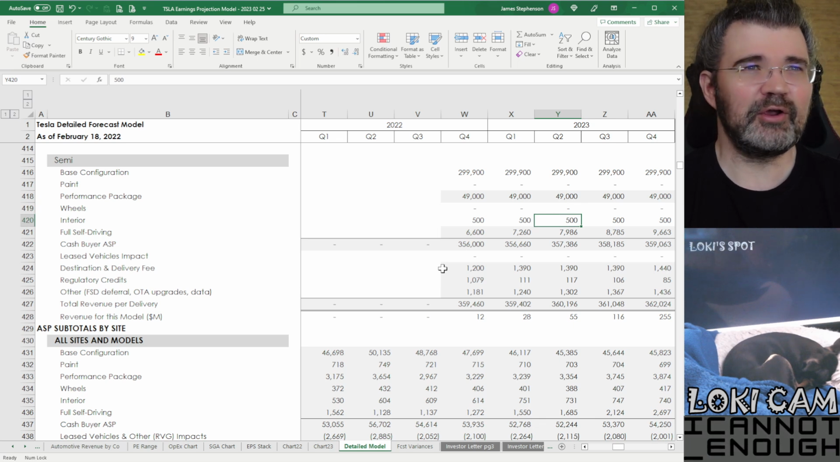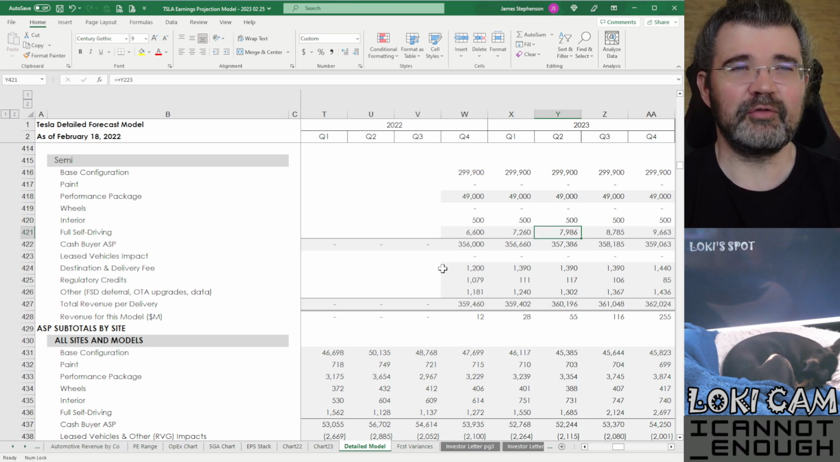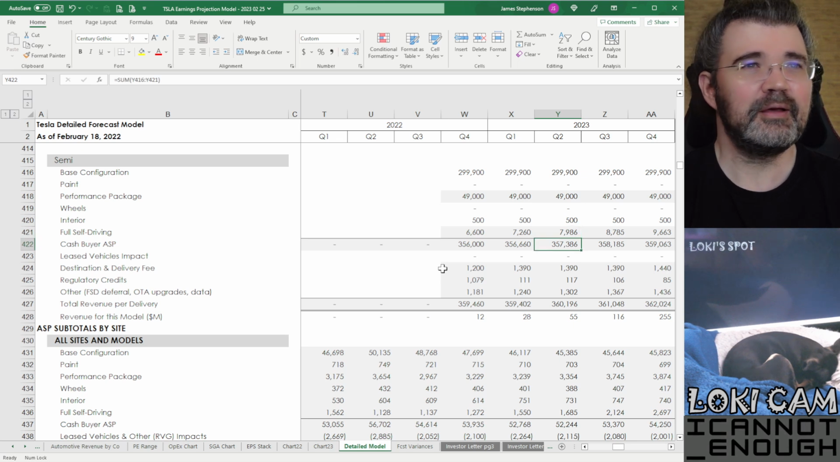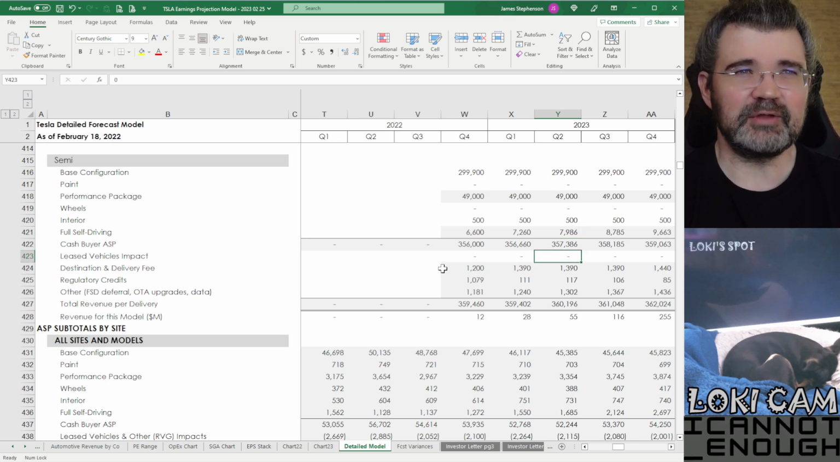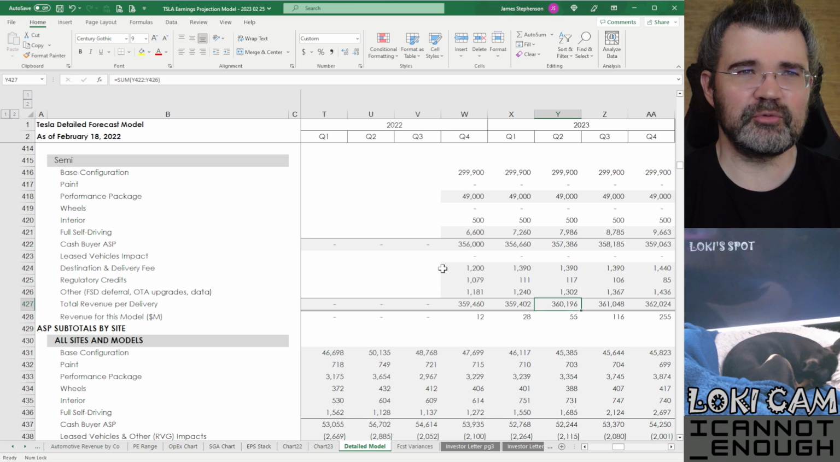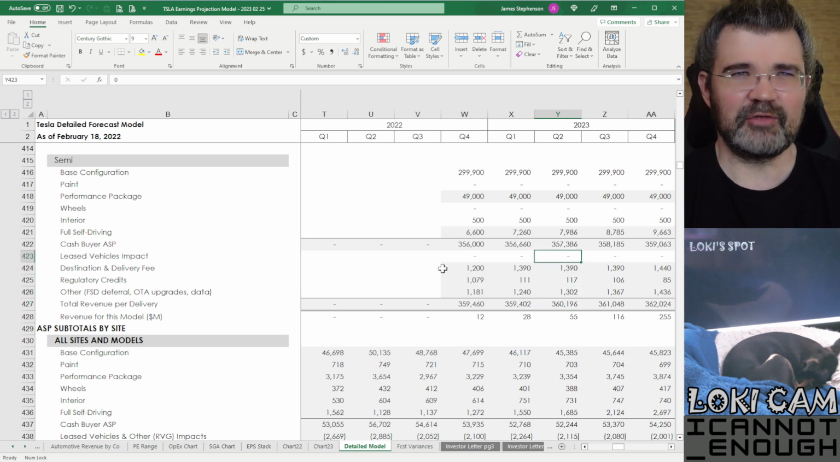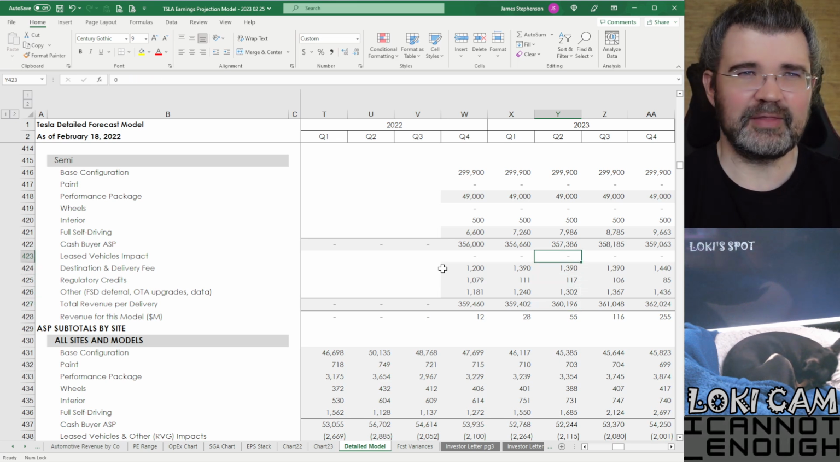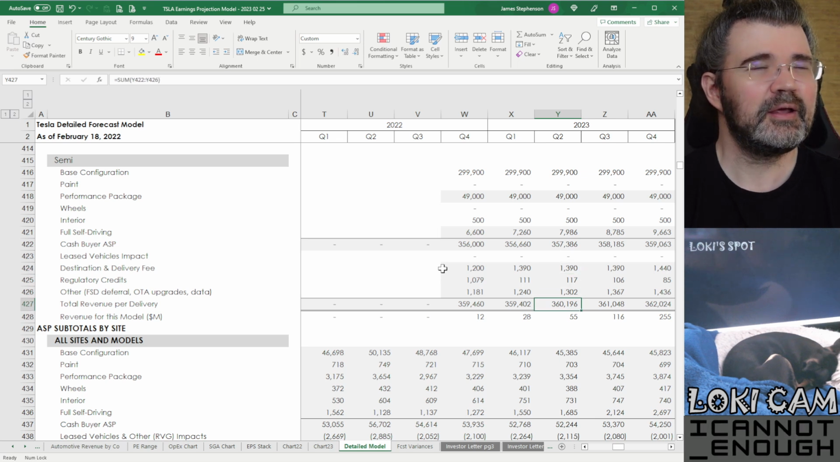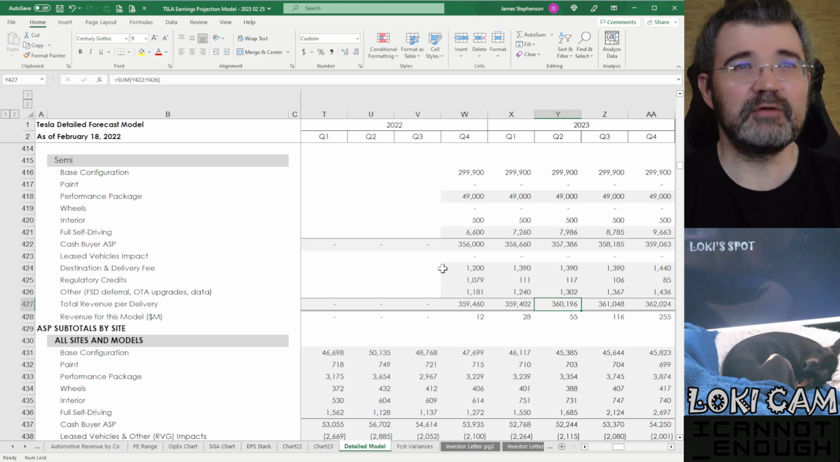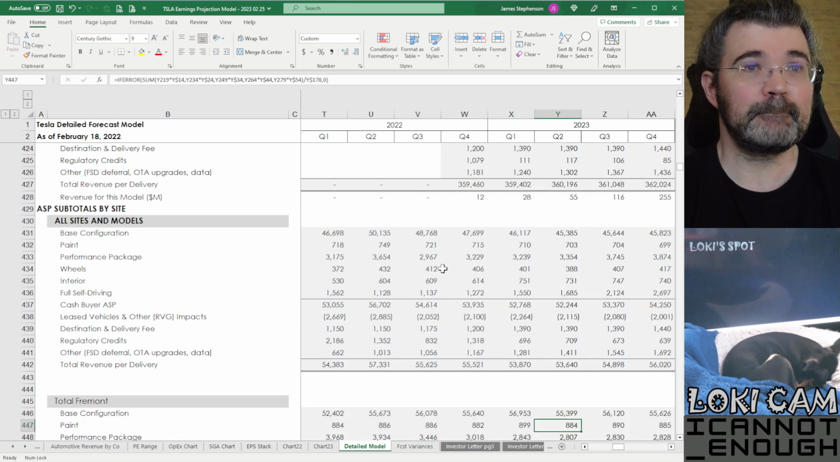With a little bit of interior option, maybe a little bit of full self-driving option, maybe getting you to about $350. With a few assumptions underneath that, I don't think Tesla's going to let people lease the semi. I think they're going to have to buy it outright, at least for a while. So maybe you're looking at a total of 360 grand per semi sold, something like that.